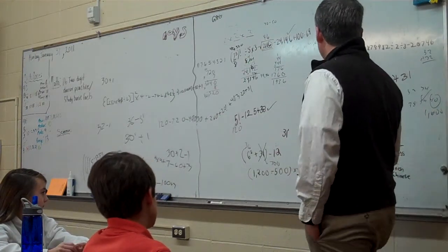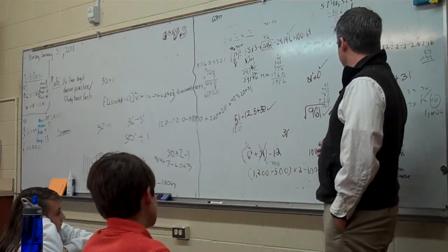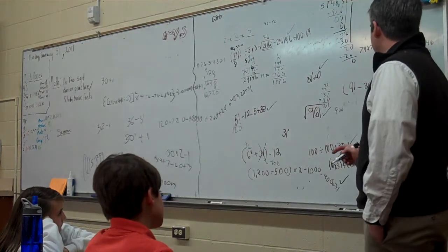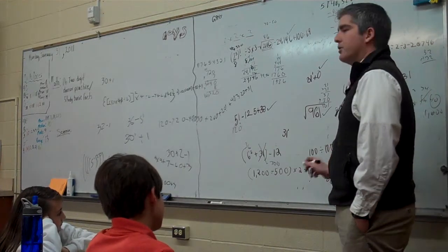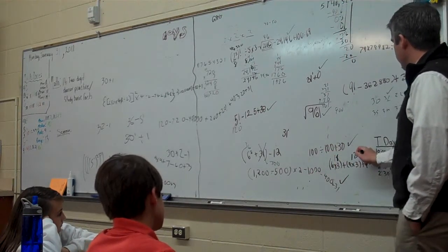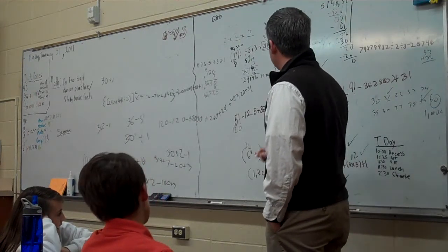That's correct. 100 divided by 100. Reagan? 100 divided by 100 equals 1. 1 plus 31 equals 31. Plus 30 equals 31, excuse me. 6 times 3 equals 18. 4 times 3 equals 12. 18 plus 12 equals 30, plus 1 equals 31. 31 to the first is correct.